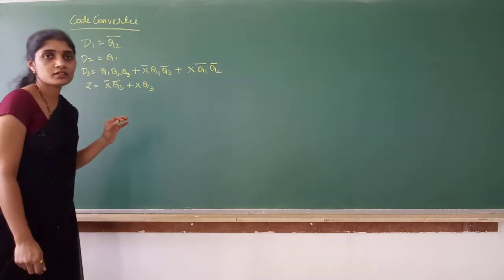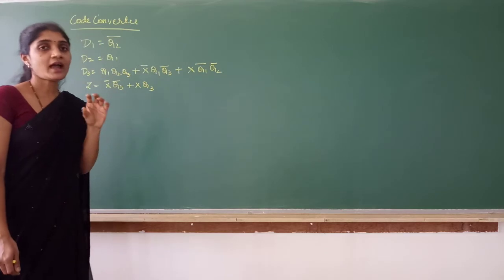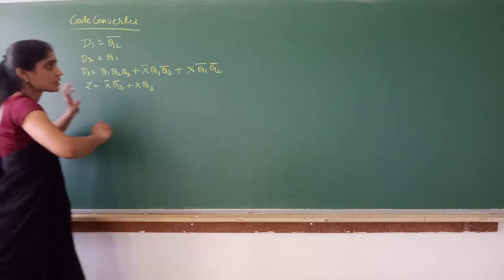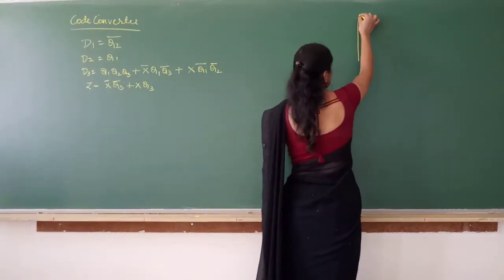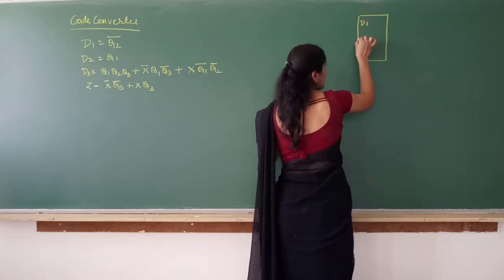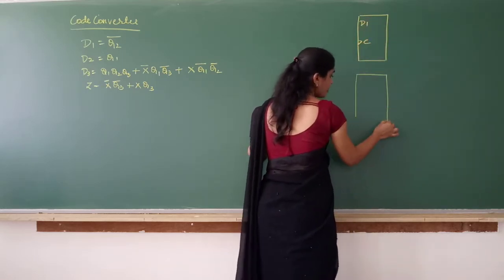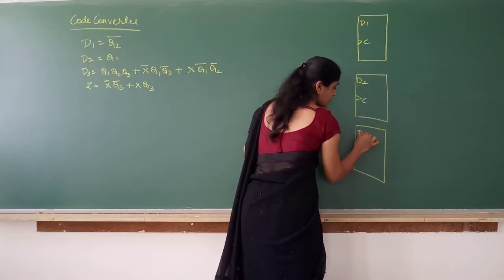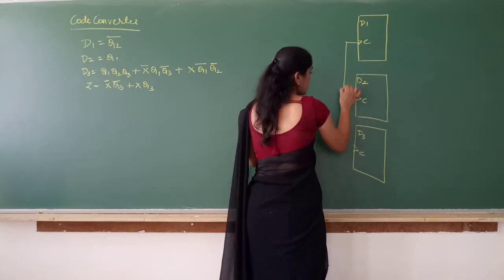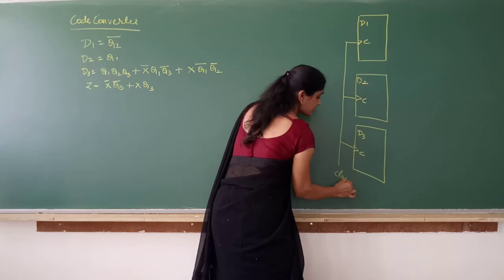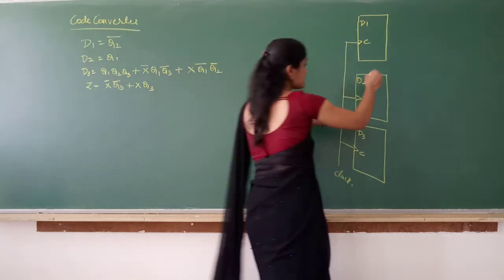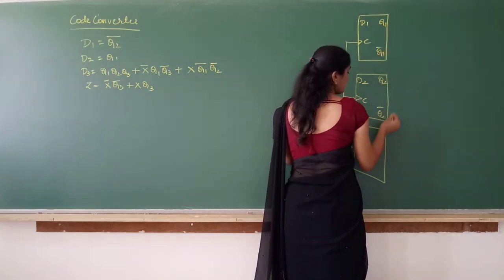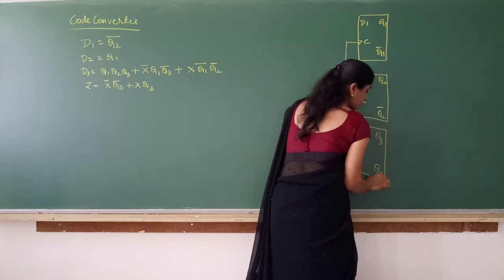But generally in code converters, the gates used will be NAND gates. So in the circuit, how many D flip-flops do we have? 3 D flip-flops. Let me call them D1, D2 and D3, all positive edge triggered D flip-flops, with the clock pulse given directly to all of them. Let me call the outputs Q1, Q1 bar, Q2, Q2 bar, Q3, Q3 bar.